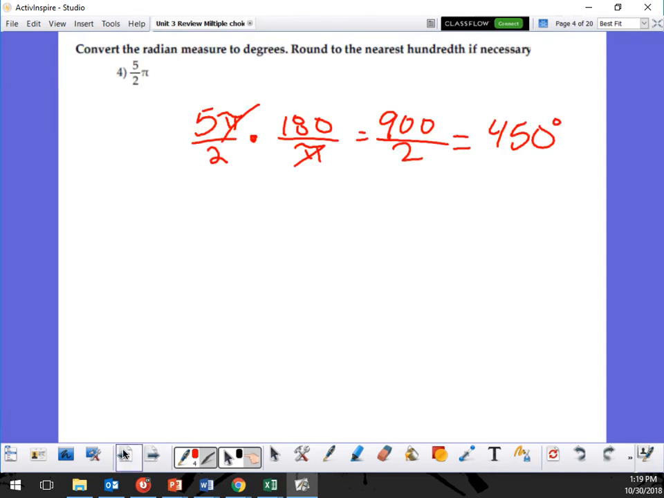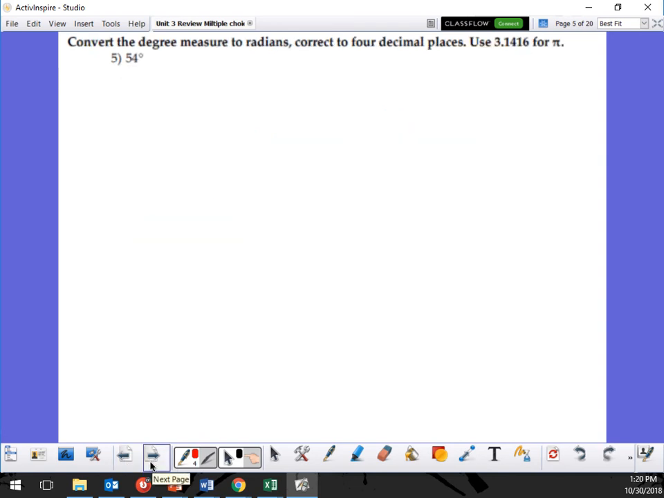Let's go back. What was the answer? What letter? C. Convert degrees to radians. 54 times 180 over pi. Oh, pi over 180.